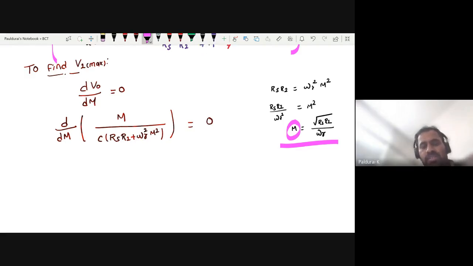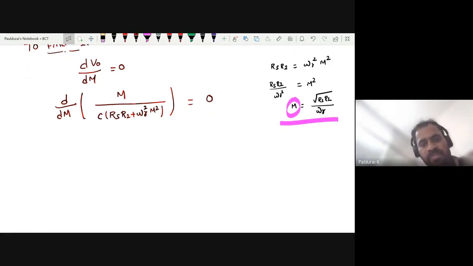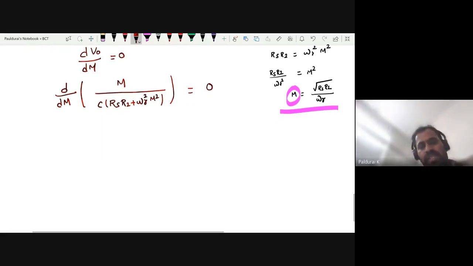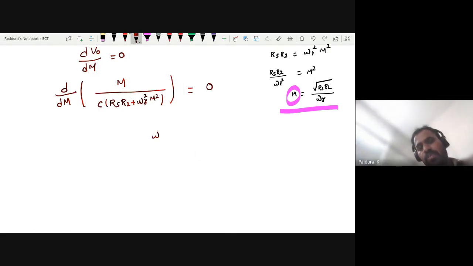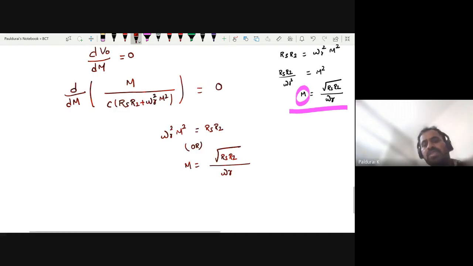So shall we derive this? You know the story, right? Just do the derivation by yourself. I don't want to take much time. Please complete the derivation part. In case of any doubt, please refer to my material; I will forward it. So the condition is very simple: omega R squared M squared, please verify by yourself, equal to Rs R2, or otherwise the condition M equals square root of Rs R2 divided by omega R.